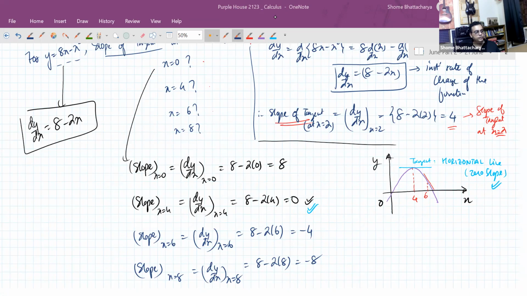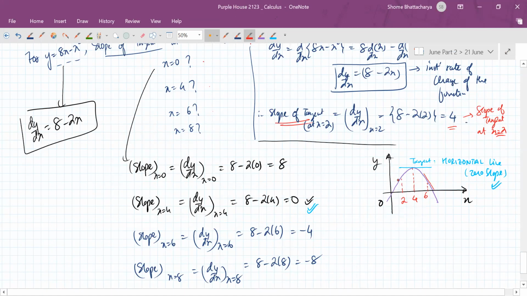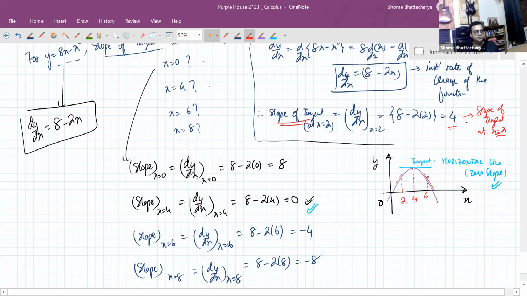Yes, PU, to answer your question, you can see that at the point x equal to 2, we are getting a positive value of the slope. That means the function is increasing. It's going up, which you can again see in this graph. But contrastingly, if you see the point x equal to 6, the slope is negative at that point. That means the function is coming down.